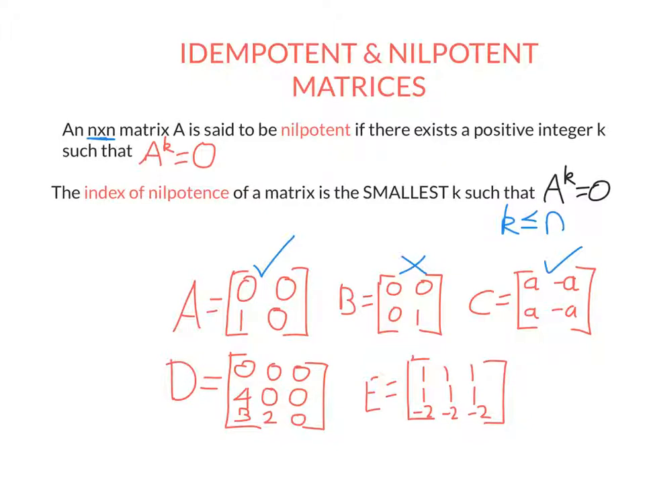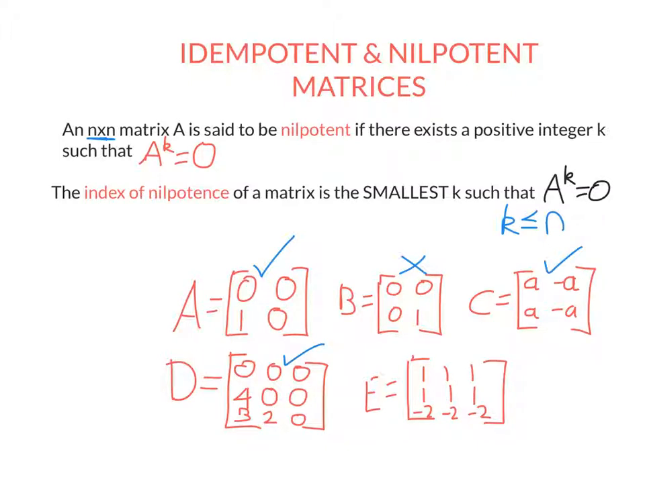Well, D gives us some insight into looking at a matrix and determining whether or not it's nilpotent. It turns out that any triangular matrix whose diagonal entries are all 0 is nilpotent. So this is a lower triangular matrix, but the diagonal entries are 0, so it is definitely nilpotent. It turns out that D squared doesn't equal the 0 matrix, but D to the power of 3 does. So the index of nilpotence of D is equal to 3.